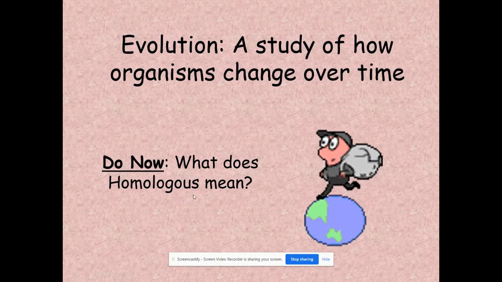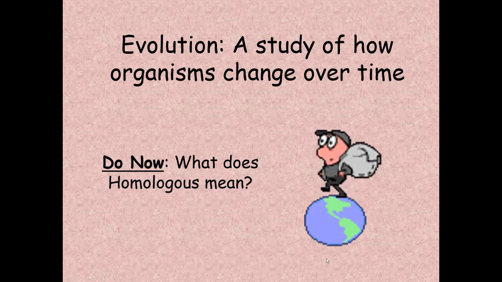All right, we're back again with a little bit more evolution. So again, evolution is just the study of how organisms change over time. And we're going to be talking about what homologous means. Again, you could follow along with your guided notes.